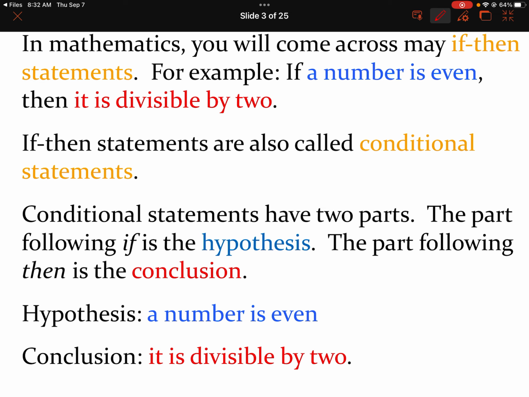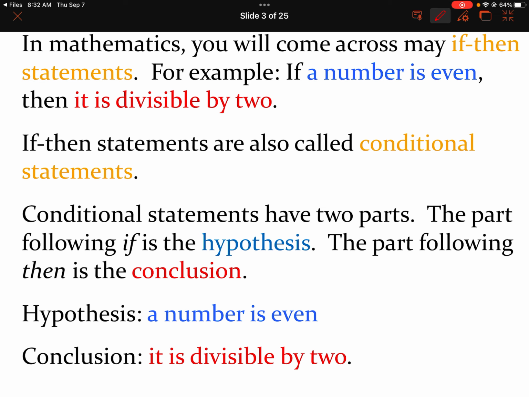Conditional statements have two parts. The part that follows the word if is called the hypothesis. And notice how hypothesis is in blue. The part that follows the word then is the conclusion. And notice how we have conclusion as red.